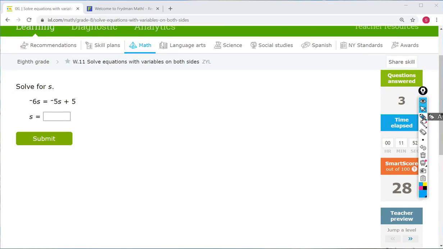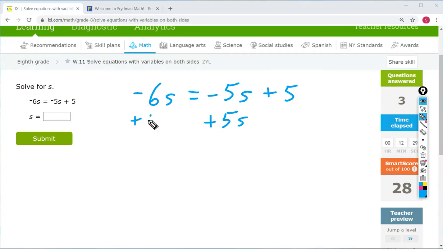All right, we'll do one more like this, and let's see if it gives me anything different on the next level. -6s equals -5s plus 5. I want to get both of my s's to the same side. So, since this is technically a negative sign, but I'll think of it like subtraction, I will do the inverse of subtraction, and I will add 5s to both sides.